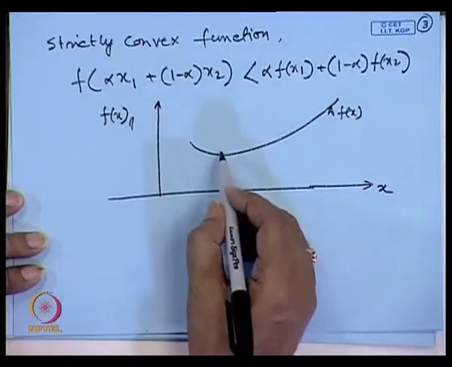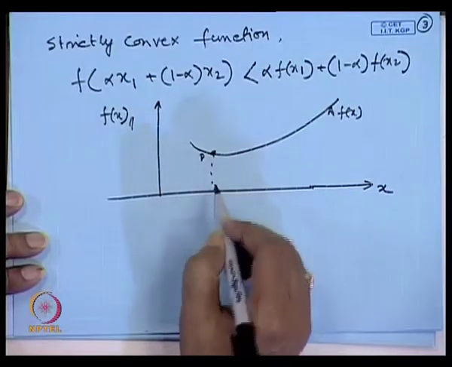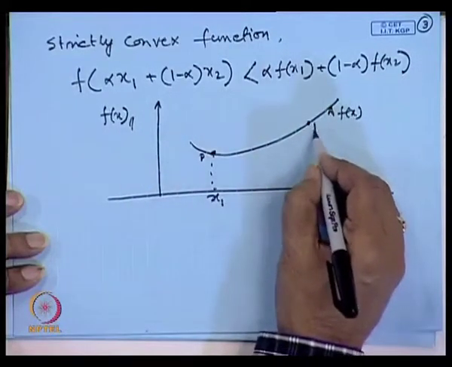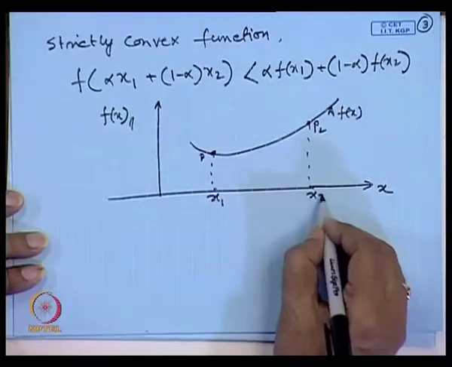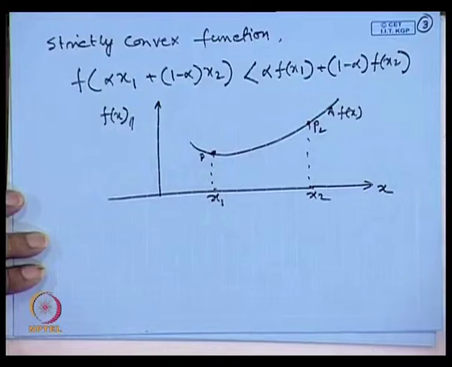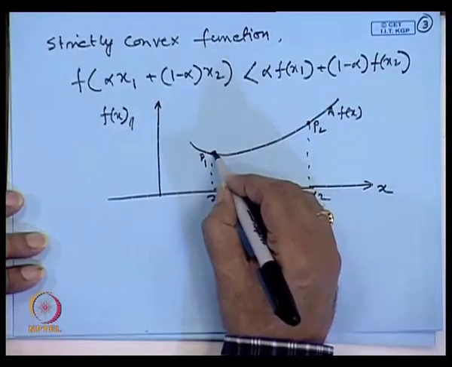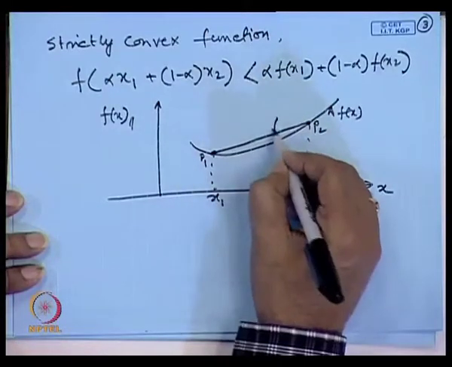So, we take 2 points here, let us call P 1 the point whose coordinates are x 1 on the x axis, and P 2 is there, 2 points on the curve of the function, x 2. So, I told you that with these 2 points draw a straight line, which is nothing but a chord, you can say it is a chord.